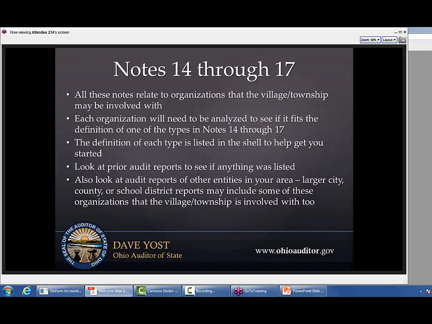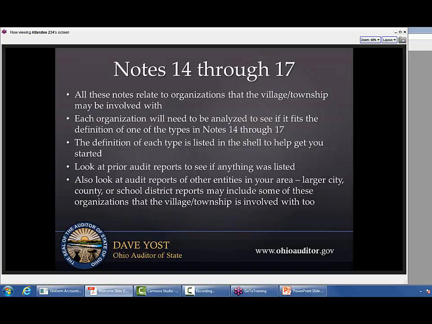So if you go back and look at the shells, it'll give you an example. This, again, is where your prior year audit reports are really going to come into play, because your prior year auditors should have already done this. So you should know if you're part of a jointly governed organization or if you're part of an insurance purchasing pool. If nothing's changed, you should still be part of that pool. That would be the best place to start: look at your prior audits to see what they have you listed as part of, and then you can go from there.